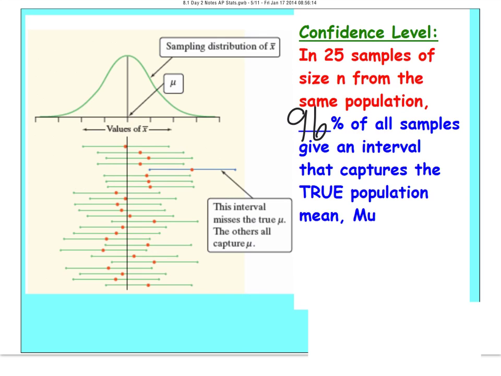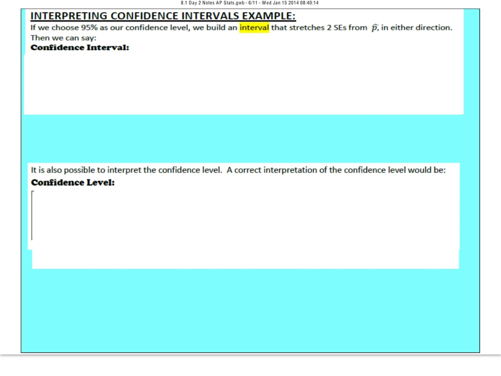Now, keep in mind, what is a confidence interval? A confidence interval is where we would say, for example, for this bottom interval, that we are 96% confident that the true population parameter resides within this interval. So here, if they want you to interpret a confidence interval, if you chose 95% as our confidence level, we will build an interval that stretches 2 standard deviations from our p hat, or our sample proportion, in either direction.